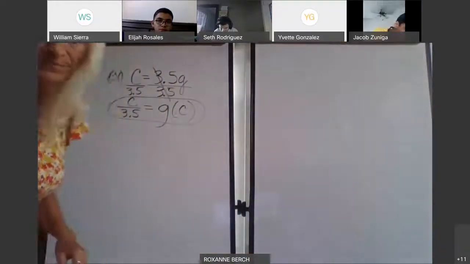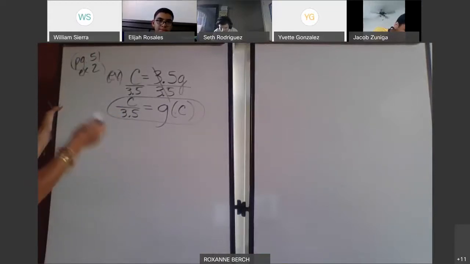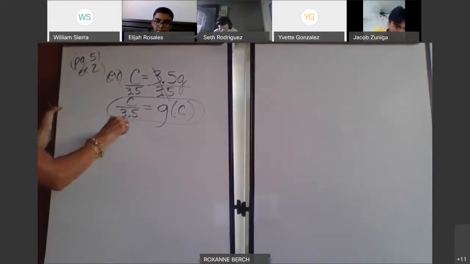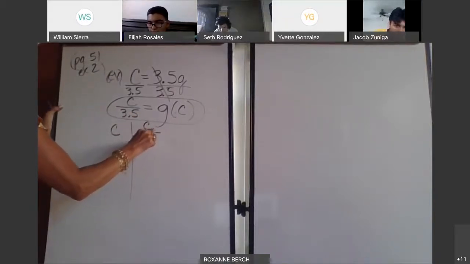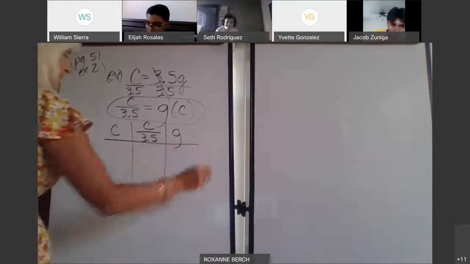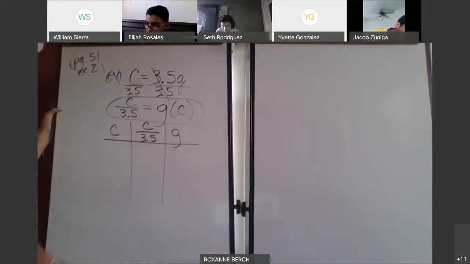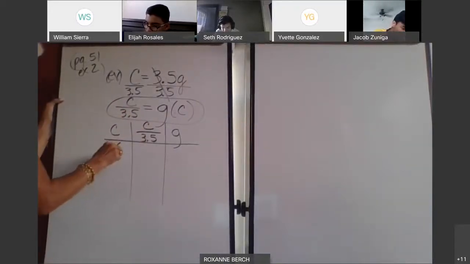Here's what you're gonna do. You're gonna make a table. You're gonna input C, and you're gonna output G and get some ordered pairs. Now, if I put in 1 and 2, I get little numbers. So I'm just gonna put in like a 6.